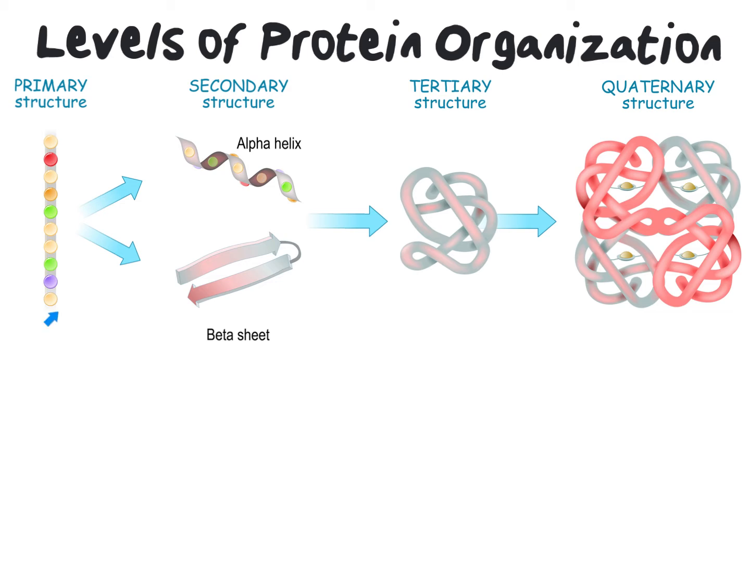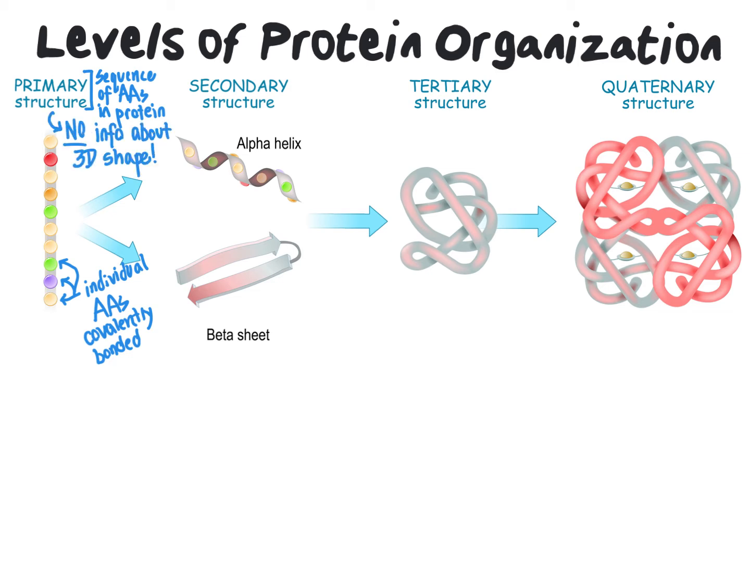The primary structure, shown here in a schematic where each individual amino acid is represented by a circle, refers to just the sequence of amino acids listed from N-terminus to C-terminus if we're listing them from left to right. So the primary structure, in other words, actually gives us no information whatsoever about the three-dimensional shape of the protein.